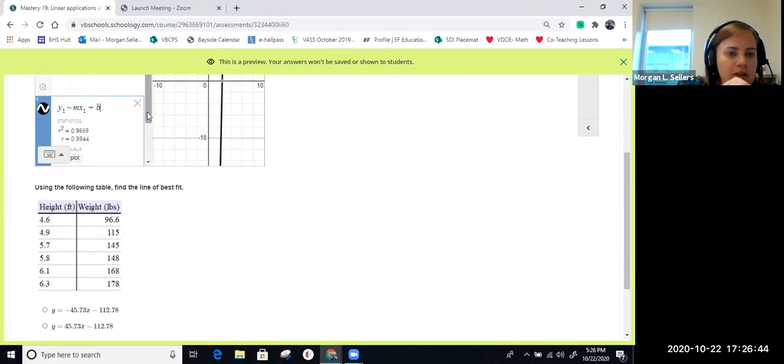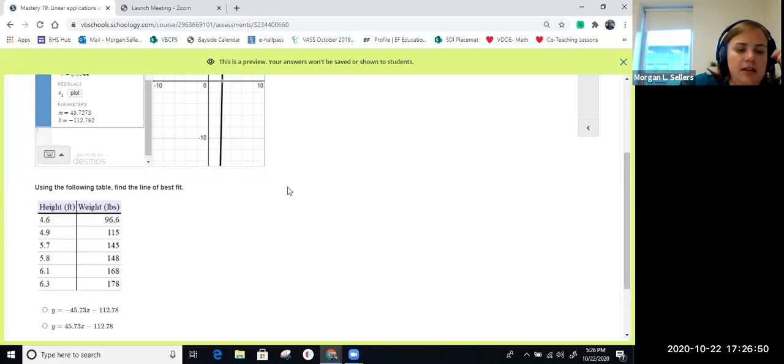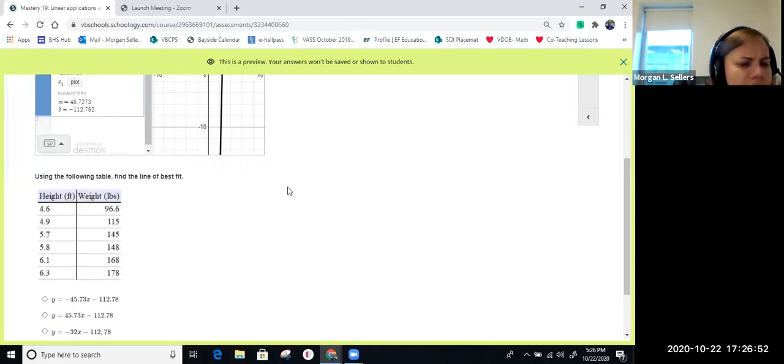Okay, so now I'm going to scroll down. Remember, our m is our slope and our b is our y-intercept. So, and here we're going to have to round. So m, it says 45.727. So whenever we're going to round to the nearest hundredth, which means 2 spots after the decimal.